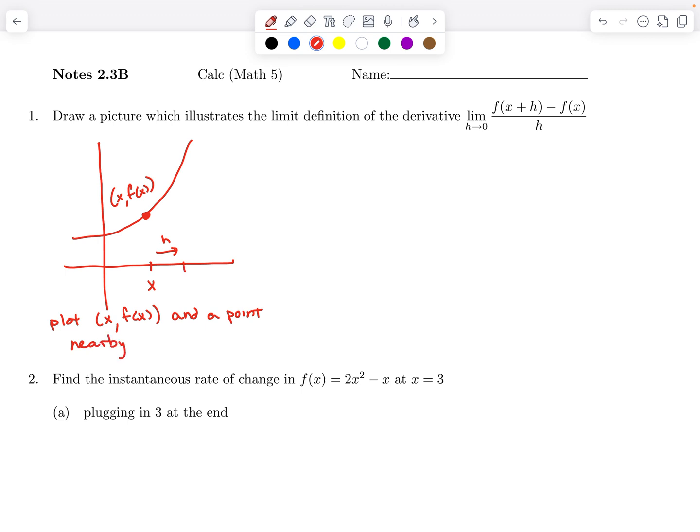So if you go over a distance h, you get to x plus h. So this new point on the curve is x plus h, f of x plus h.